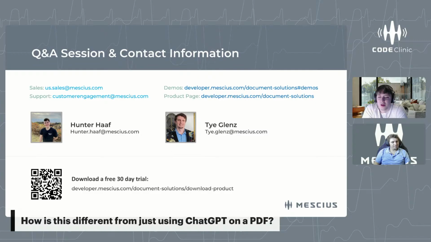So this question is, how is this different from just using ChatGPT on a PDF? The difference is that you can use this in a pipeline if you want to build out some things where you can programmatically run this over and over again. Whereas if you're just using ChatGPT on a PDF, you would actually have to go in, load it, and send it each time manually, and it would take significantly longer than utilizing a pipeline programmatically.